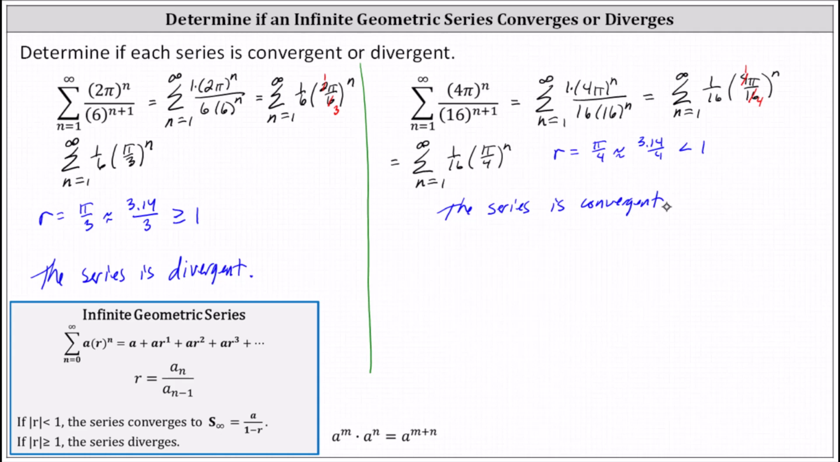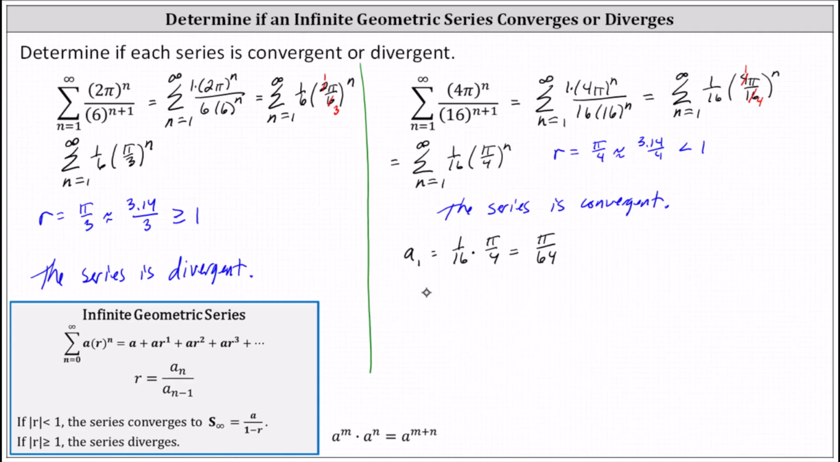Let's also determine what it converges to by determining the infinite sum, which again is equal to the first term a divided by the quantity 1 minus r. So we'll have to determine the first term. In our case, n starts at 1, and therefore the first term is a sub 1. A sub 1 is equal to 1/16 times pi divided by 4 to the first, which equals pi divided by 64.